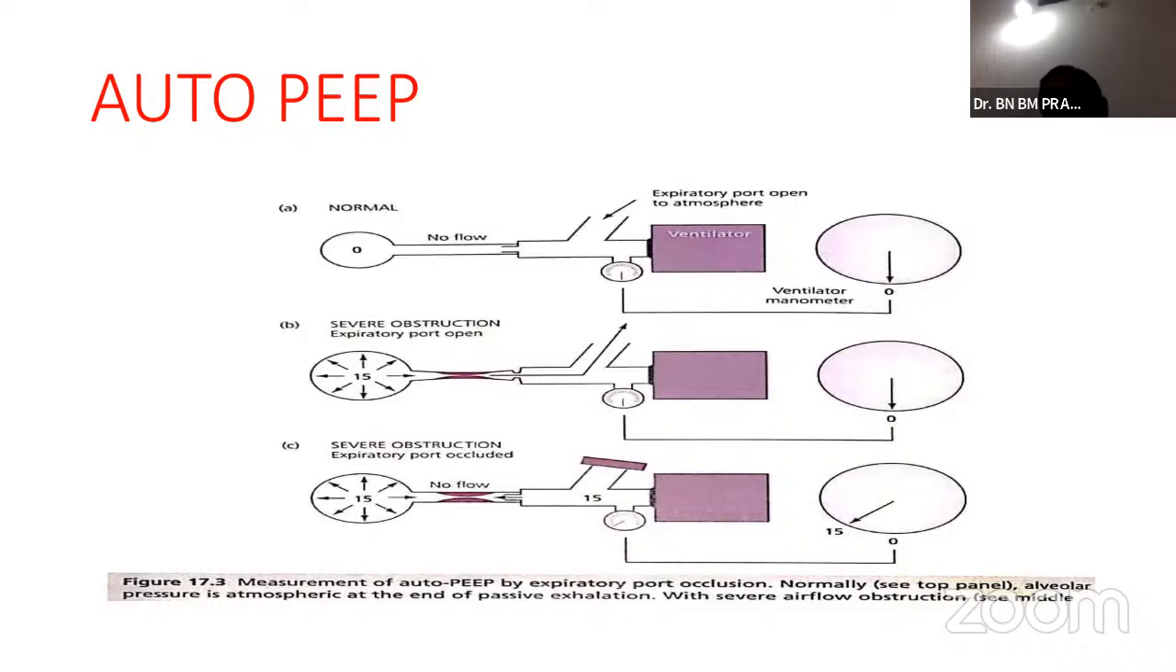That means when the pressure in the airway is reflected at the mouth end, then you can actually measure the autoPEEP generated. And this autoPEEP is the most important factor which can lead to the ventilatory failure.